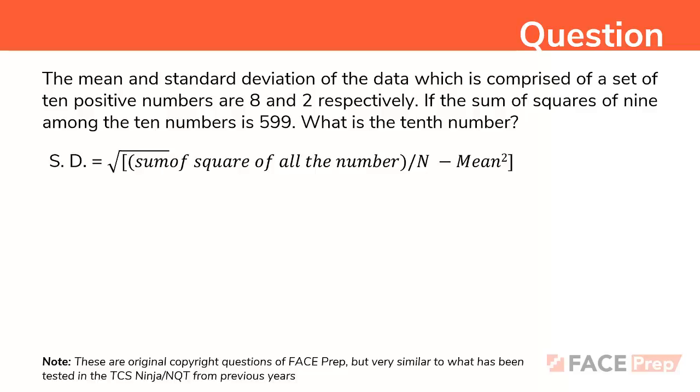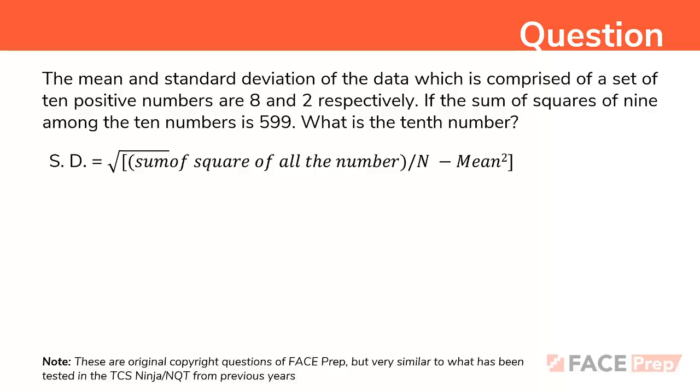So SD here represents standard deviation. Standard deviation is equal to the square root of the entire thing you are looking at on the screen: in brackets, the sum of squares of all the numbers divided by n, where n represents how many numbers there are, here it is 10, minus the mean square. This is the formula of standard deviation. So we have to take the square root of the entire expression.